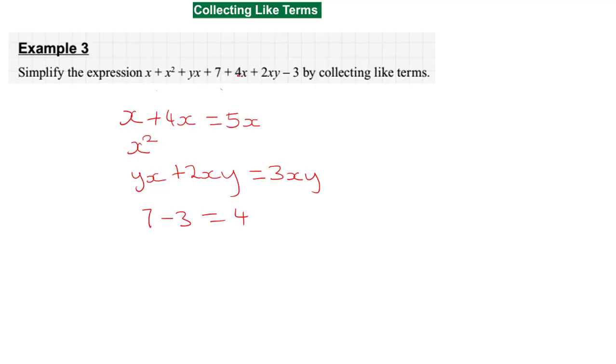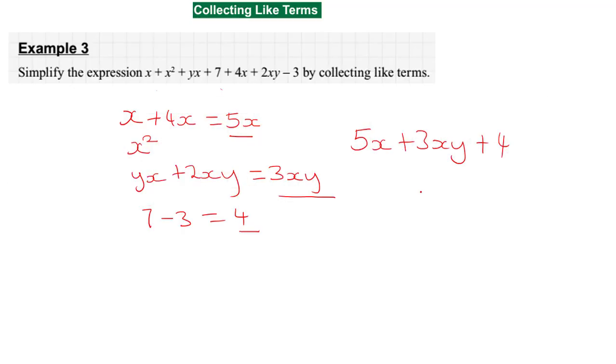The 4x I've done, the 2xy I've done. So the terms I've got are the 5x, the 3xy, and the 4. All I need to do is put them together, starting with the 5x, then the 3xy, and then the 4. They're all positives, so I just add. Okay, so that's how to simplify that.